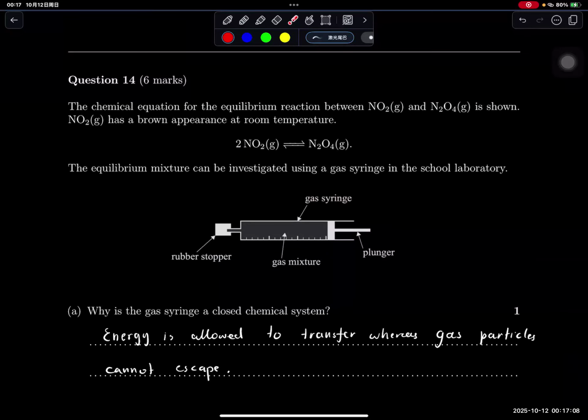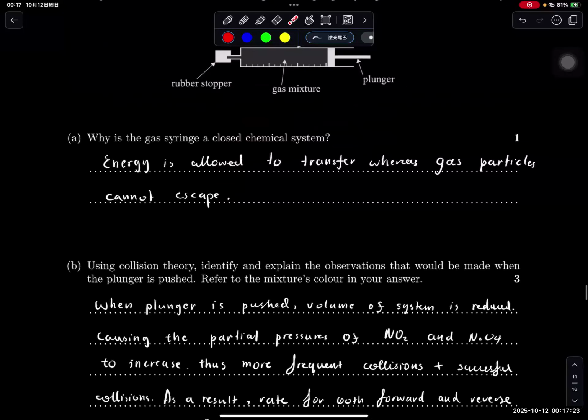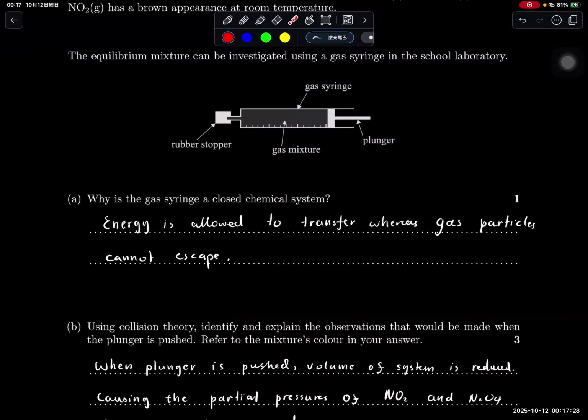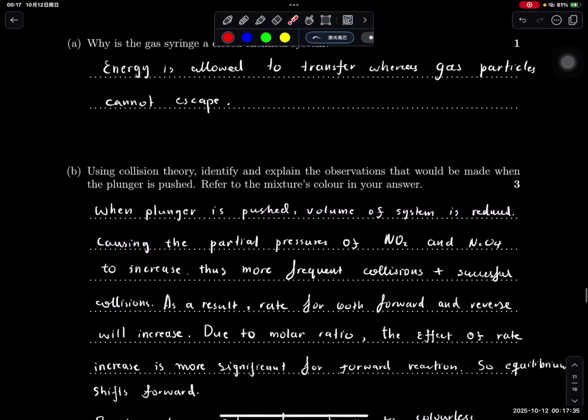Question 14. So again, the nitrogen dioxide example. Now this equilibrium was placed inside a vessel which we can change its volume and hence pressure. Why is the gas syringe a closed chemical system? Because nothing can escape. That's basically the definition. But energy can also exchange. Using collision theory, identify and explain the observation that would be made when the plunger is pushed. Make sure you mention color change.